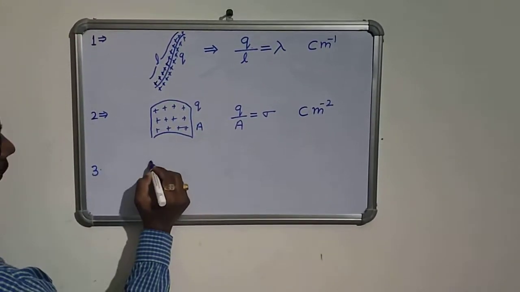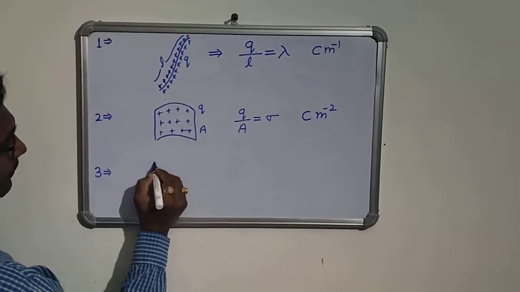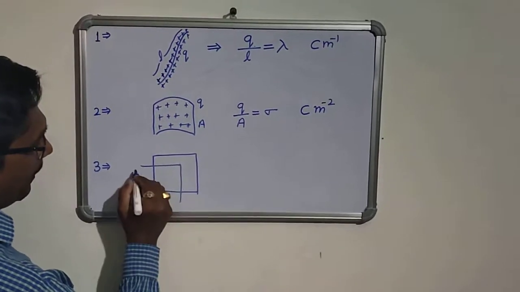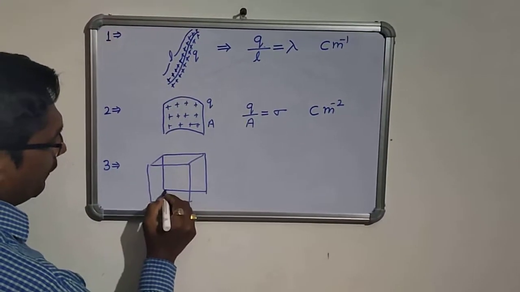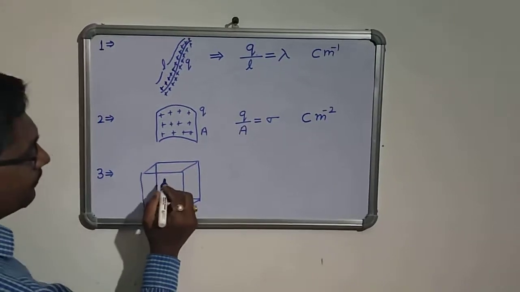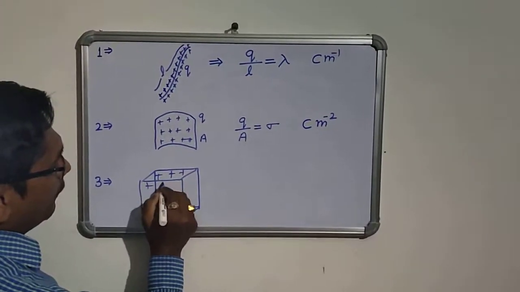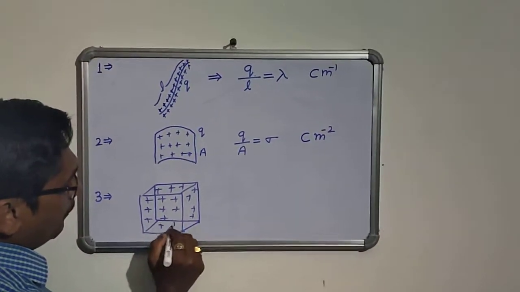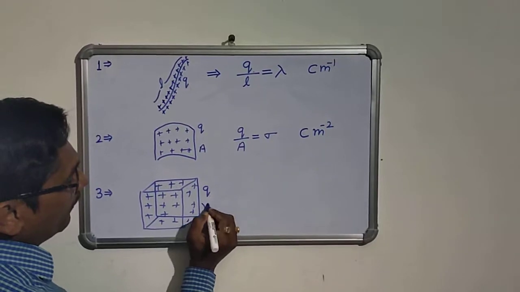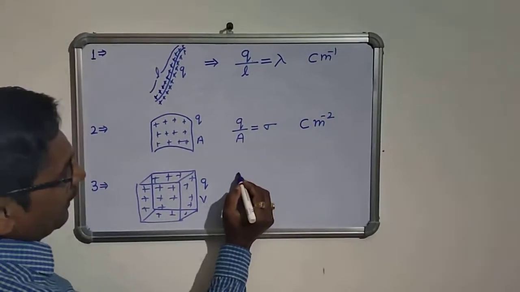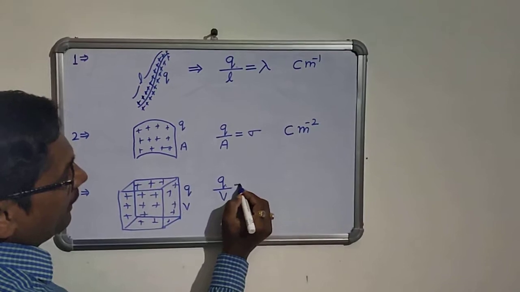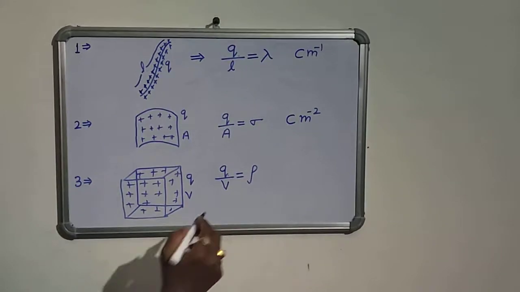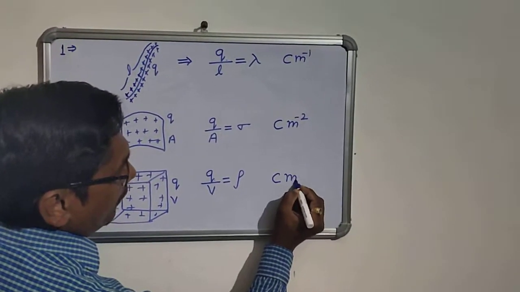Third, volumetric charge distribution. Suppose it is a cube, a three-dimensional structure, and the charge distributed on the cube is such that the total charge is Q and the volume of the cube is V. Then Q upon V is equal to the volumetric distribution of charge or volumetric charge density, and the unit of volumetric charge density is coulomb per meter cube, C m^-3.